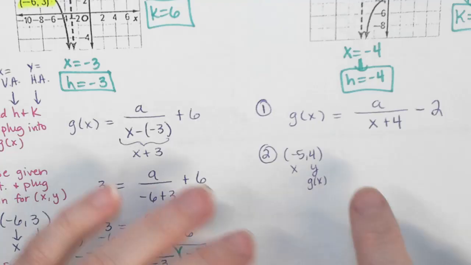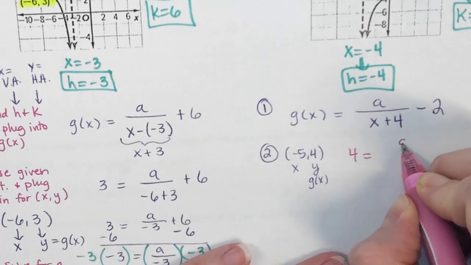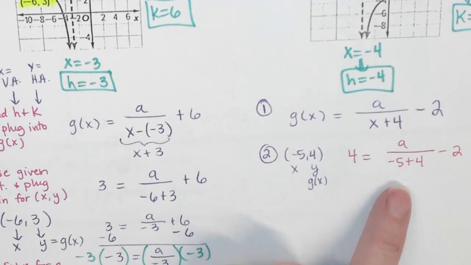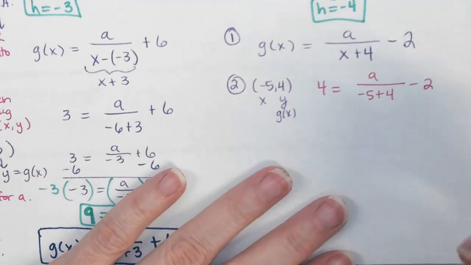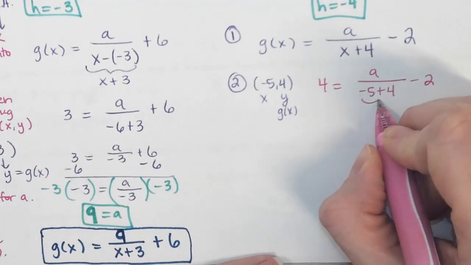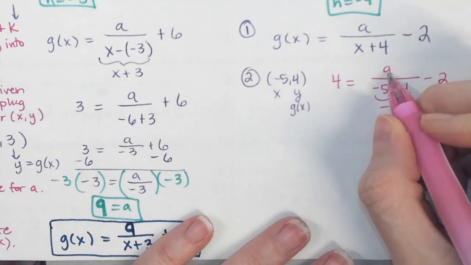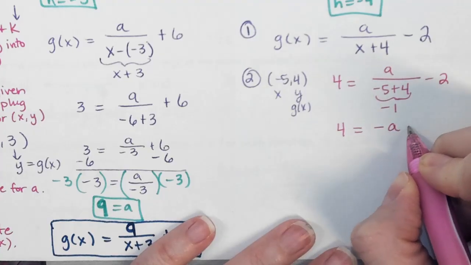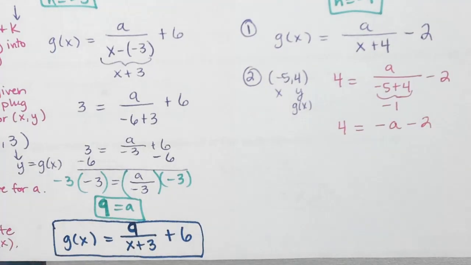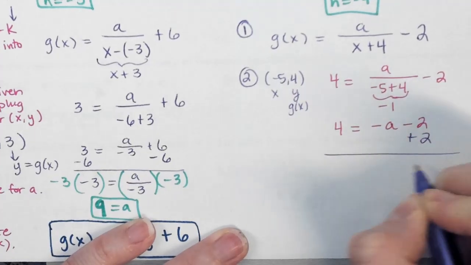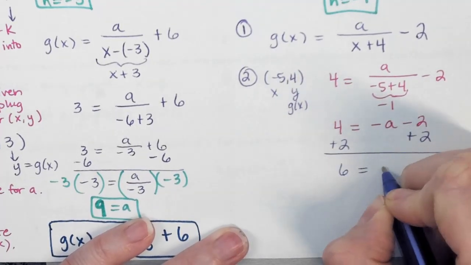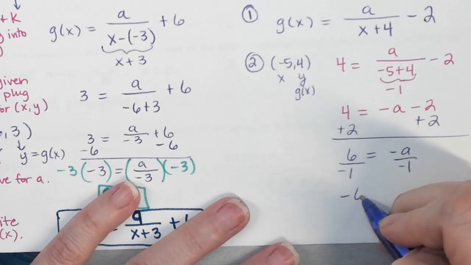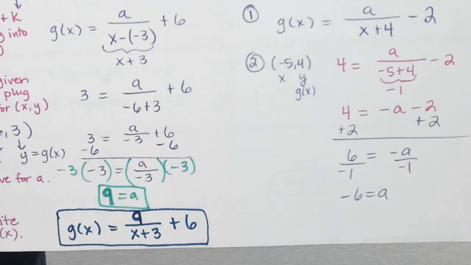So that means I have 4 equal to a over negative 5 plus 4. And we know negative 5 plus 4 is negative 1. You can leave it in the denominator, okay, or you can divide, because what's a divided by negative 1? It's negative a. So if you want to do that and then solve, you absolutely can. You would add 2 to both sides. Okay, and if you did this, you would divide by negative 1. If you kept it underneath, you would multiply by negative 1. They both have the same effect.